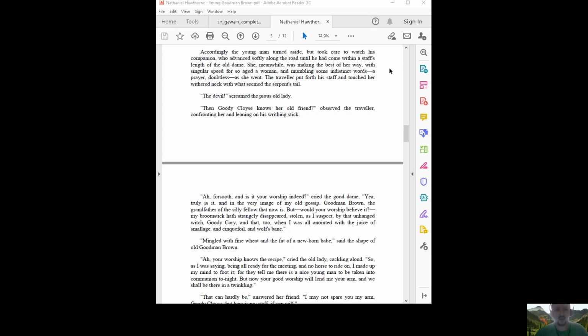She, meanwhile, was making the best of her way with singular speed for so aged a woman, and mumbling some indistinct words of prayer, doubtless, as she went. The traveler put forth his staff and touched her withered neck with what seemed the serpent's tail. "The devil!" screamed the pious old lady.